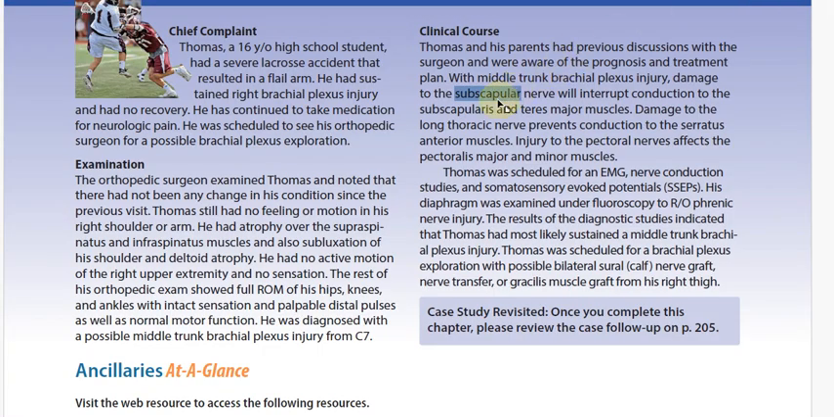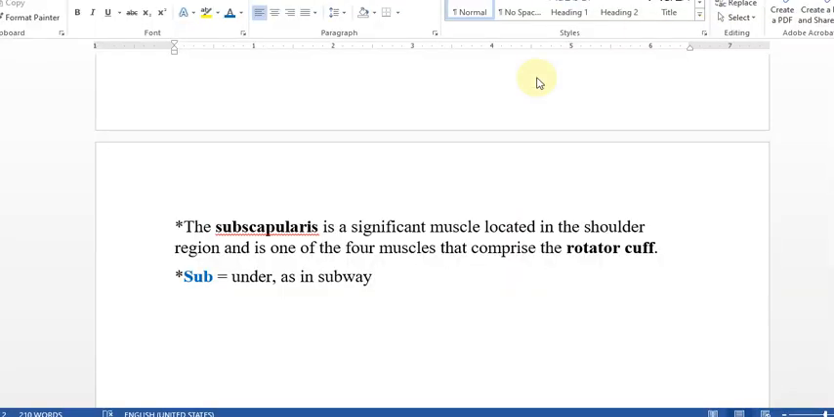Here we have the word subscapular, which is the adjective, and subscapularis, which is one of the main shoulder muscles. And you're already familiar with the word sub. Sub means under, as in the word subway. Subway means under the way, or we call it metro as well.